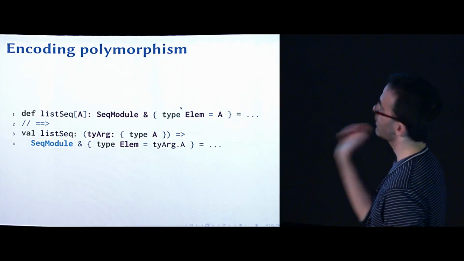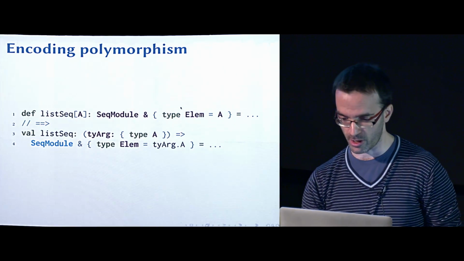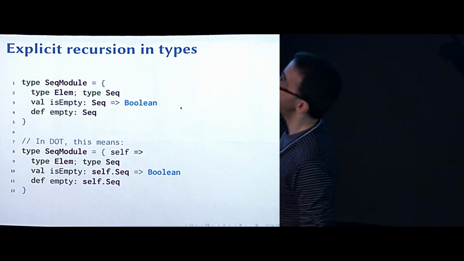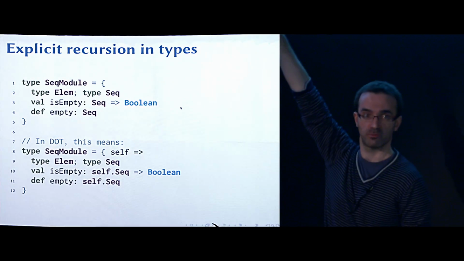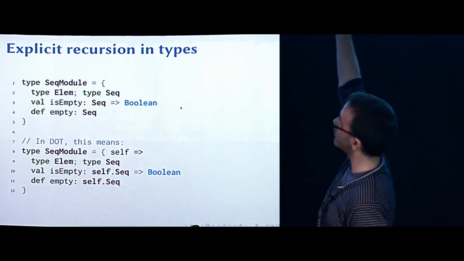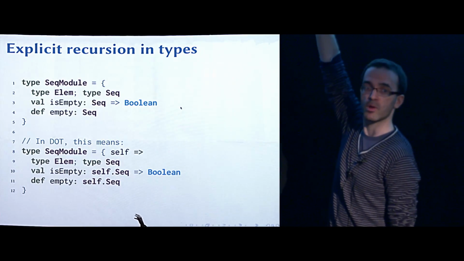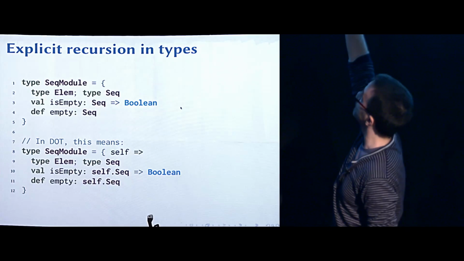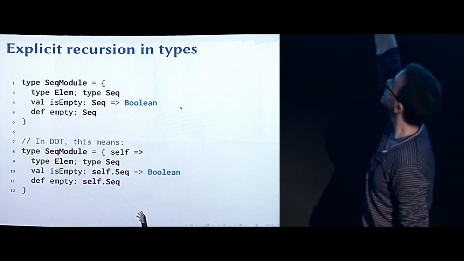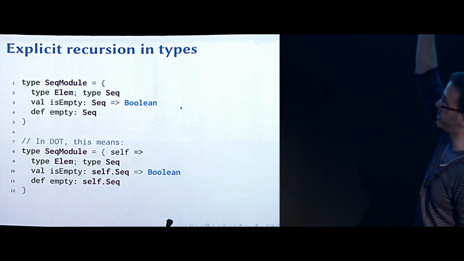So as I was saying, the other thing that we want to change to finish translating this program in Dot is making the recursion that we have in types explicit. Here, we have mutual recursion between the different members of type sec module because some of those use other members. So what we actually write in Dot is we add a self variable to bind the current object, and the self variable here is called self, and we use it to be able to refer explicitly to the other members of the same value.